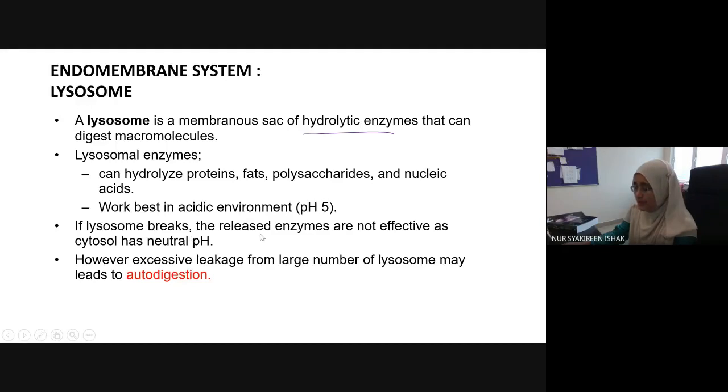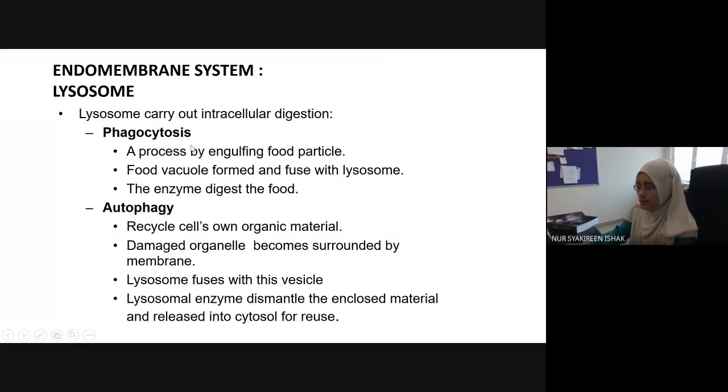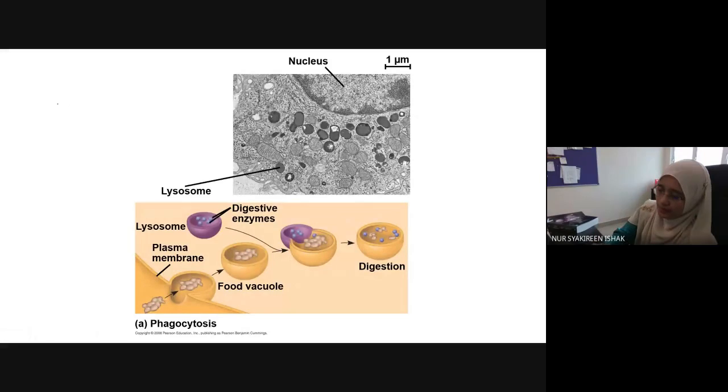If a lysosome breaks, the released enzymes are not effective as the cytosol has a neutral pH. Okay, but however, if you have excessive leakage of these hydrolytic enzymes from so many lysosomes, this can lead to autodigestion. Okay, so the next one, lysosomes carry out intracellular digestion. For example, phagocytosis. What is phagocytosis? A process of engulfing food particles. A food vacuole forms and fuses with a lysosome, and the enzymes digest the food. Contoh phagocytosis yang ni. Okay, so outside of the cell, so this is a cell.